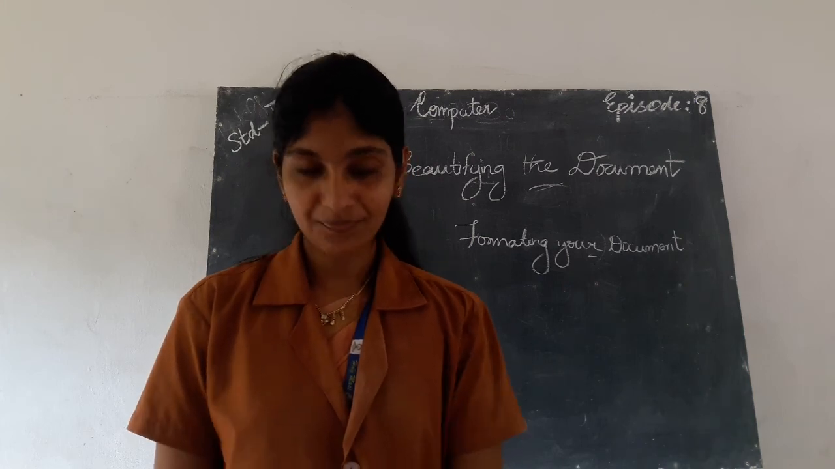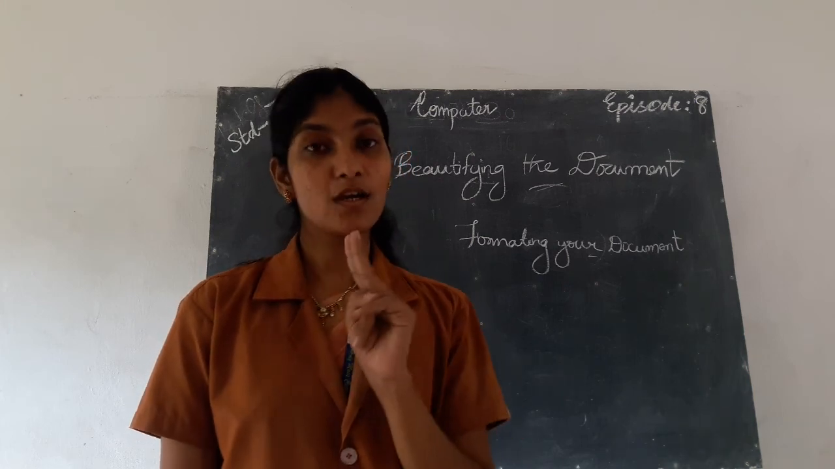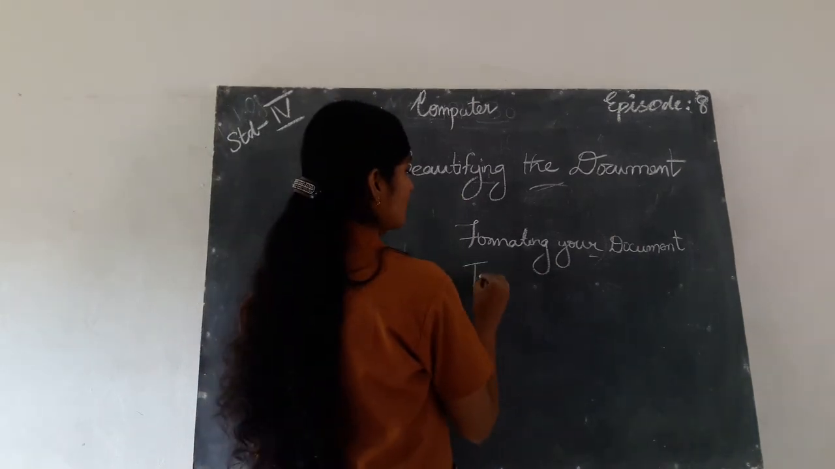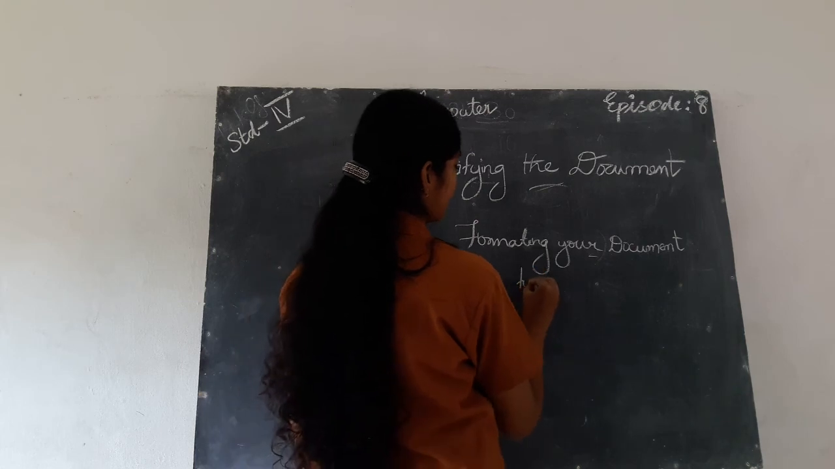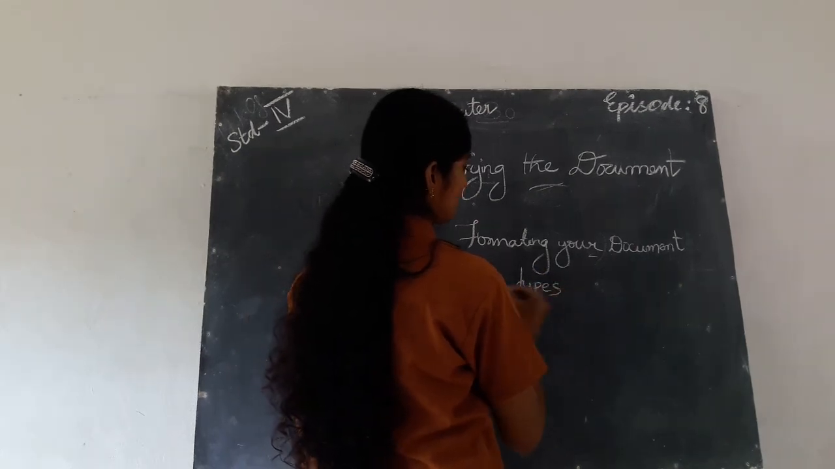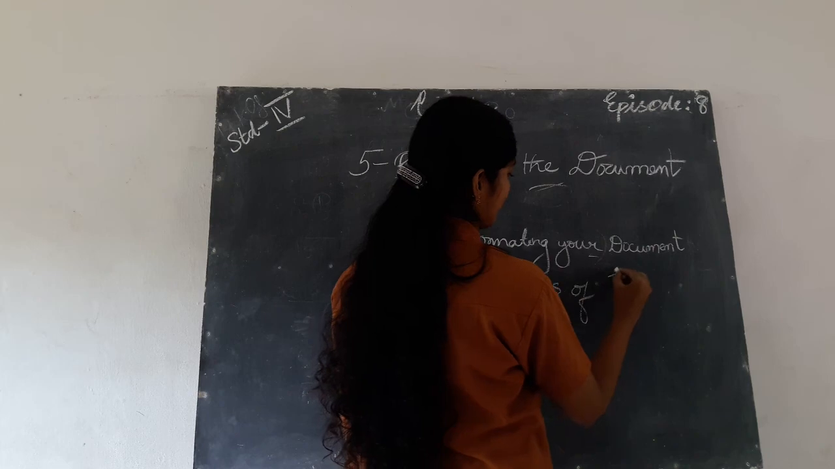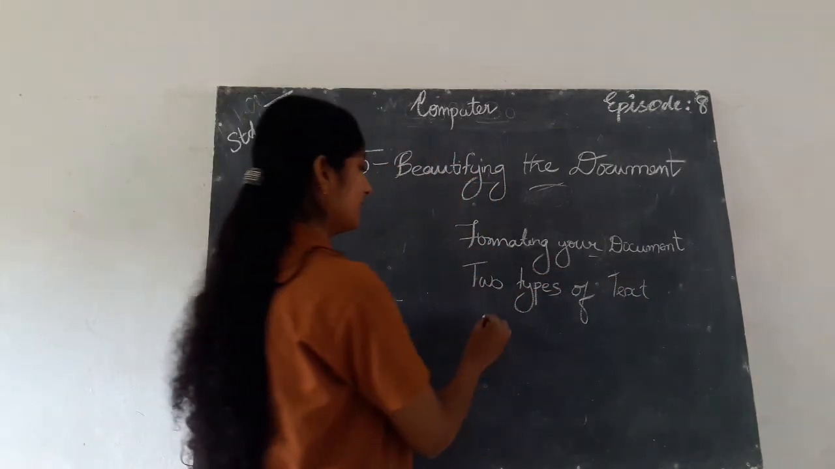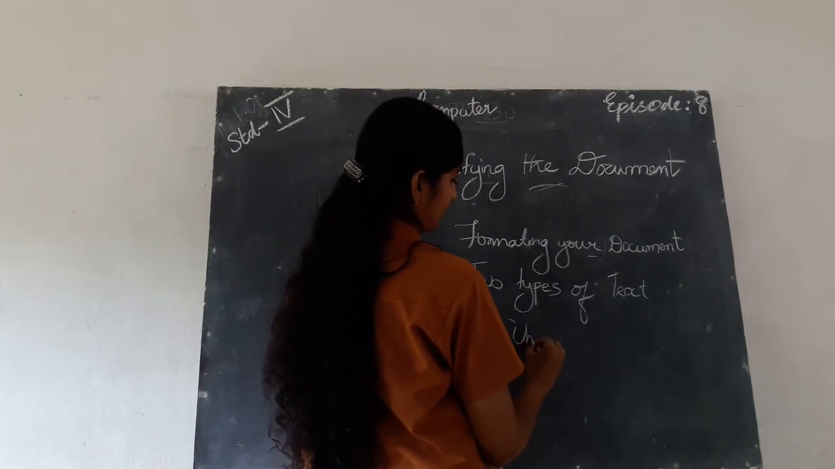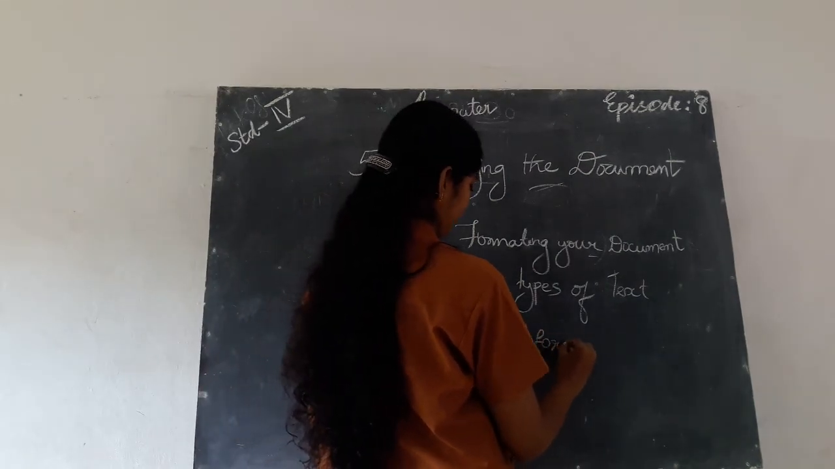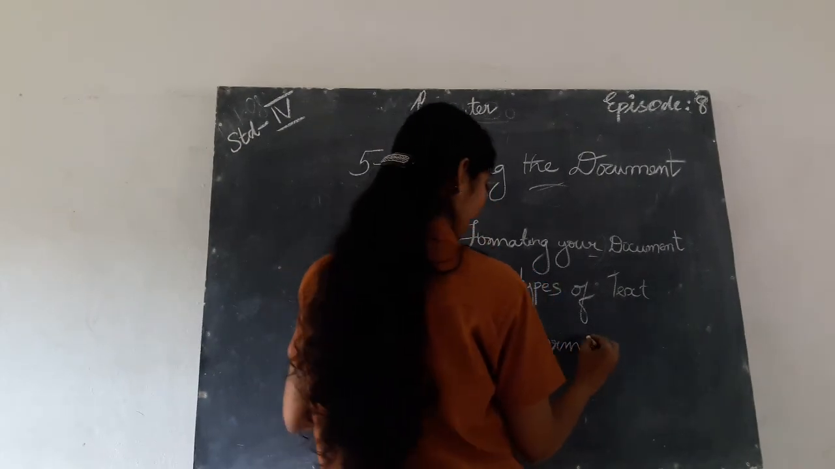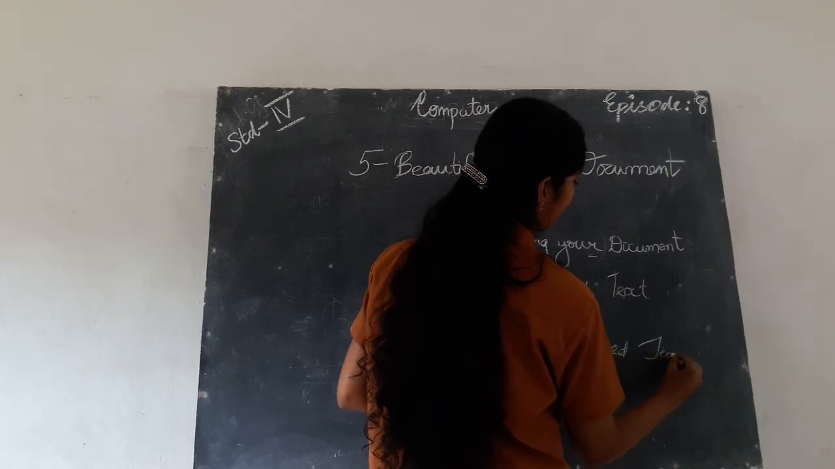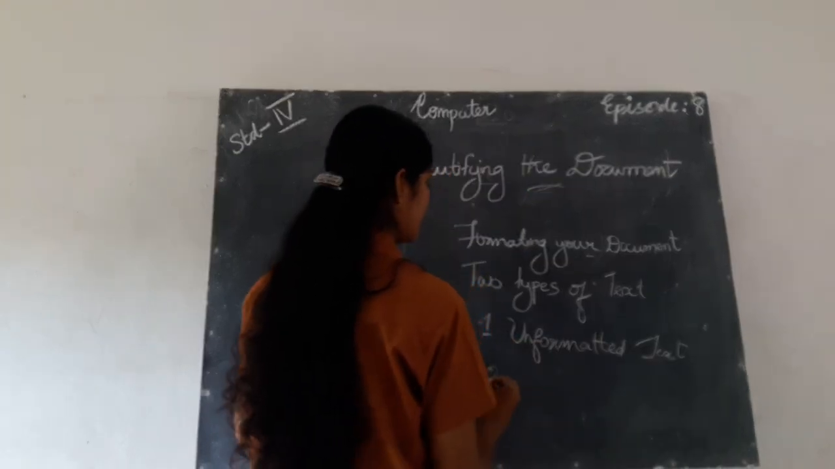For example, there are two types of text: formatted text and unformatted text.